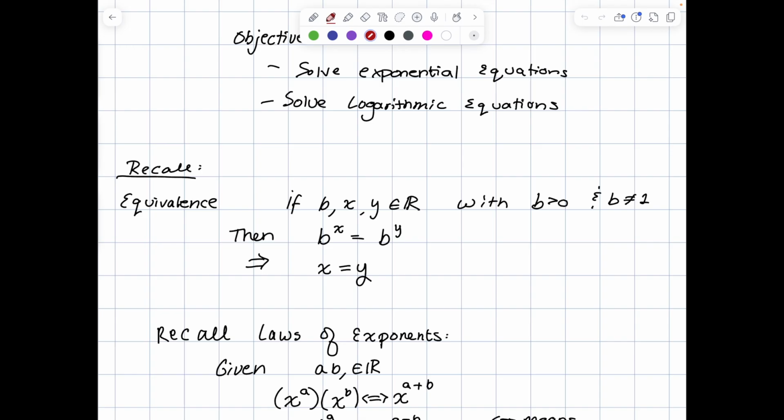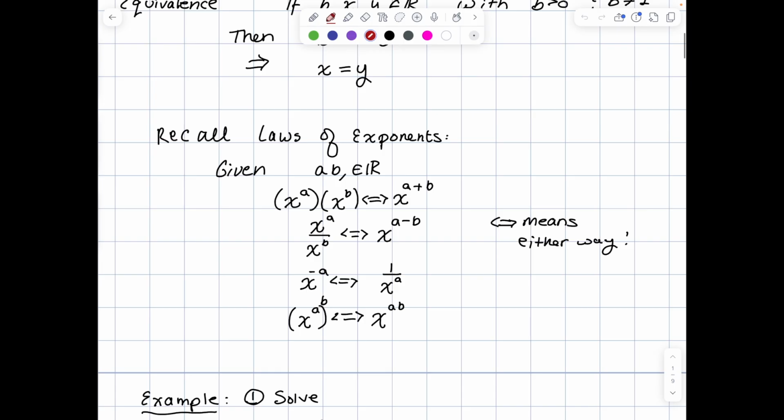If we have b to the x equals b to the y, given that b has certain conditions, it has to be greater than 0 and not equal to 1, then we can automatically imply that x equals y. So we can set the exponents equal to each other. Another thing we're going to want to remember is certain laws of exponents.